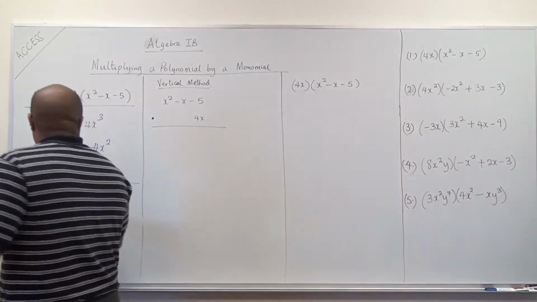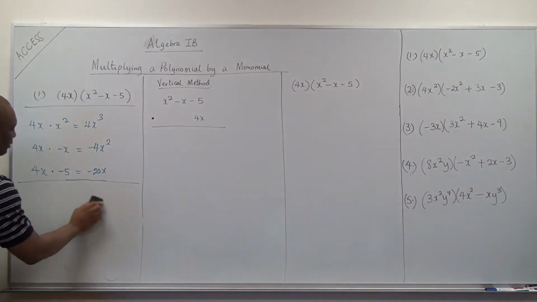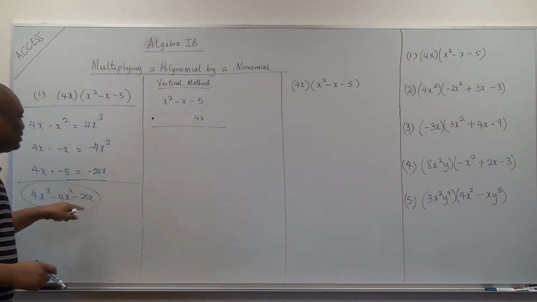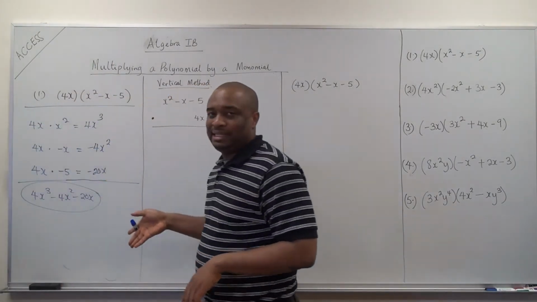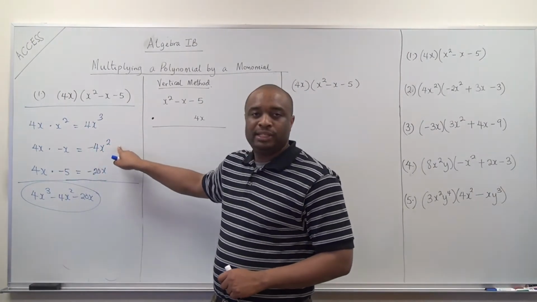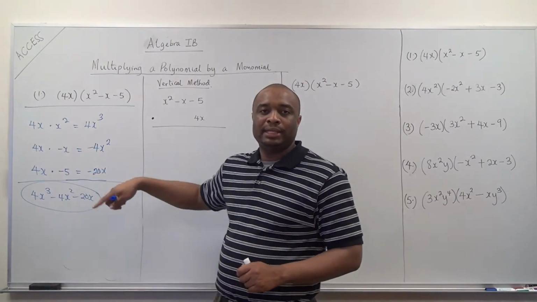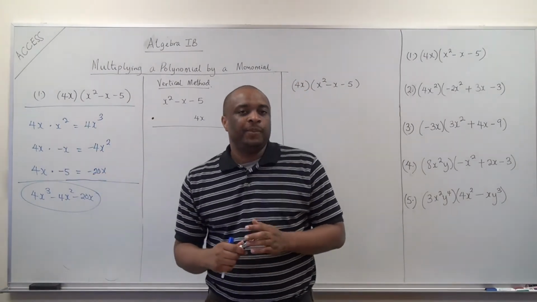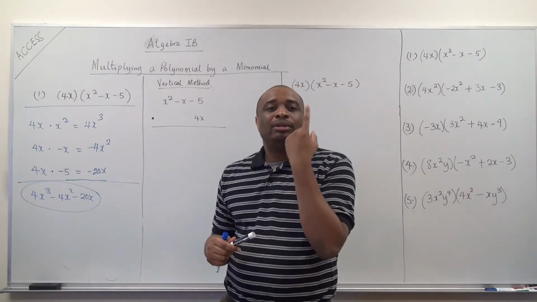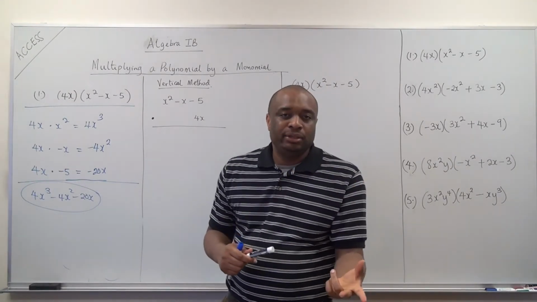So what will be our final answer? Our final answer will now be 4x cubed minus 4x squared minus 20x. Please, when you are writing your final answer, if you are using this method, write as is. Do not put plus minus 4x squared plus minus 20x. That is confusing. When you see two signs, you have to make it one sign. When you see one sign, it's easy. Don't make it two signs.